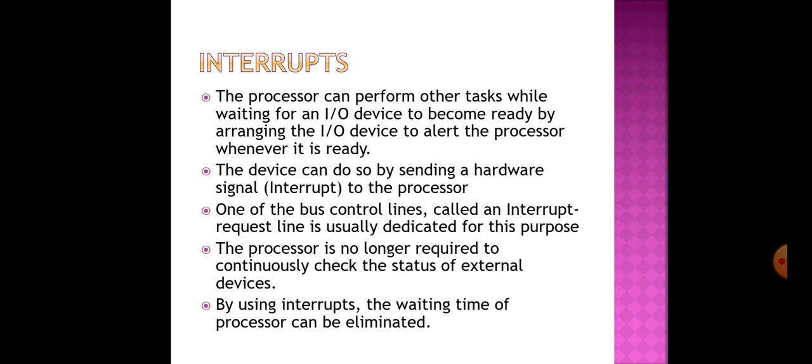The second technique, that means interrupt, can overcome this drawback, and the processor can perform other tasks while waiting for an IO device to become ready. That means the processor need not worry about the status of input output devices connected to it. This can be done by arranging the input output device to alert the processor whenever it is ready. The input output device does this by sending a hardware signal, which we call an interrupt, to the processor when it gets ready. To achieve this, one of the bus control lines called an interrupt request line is used, and thus the waiting time of the processor can be eliminated.